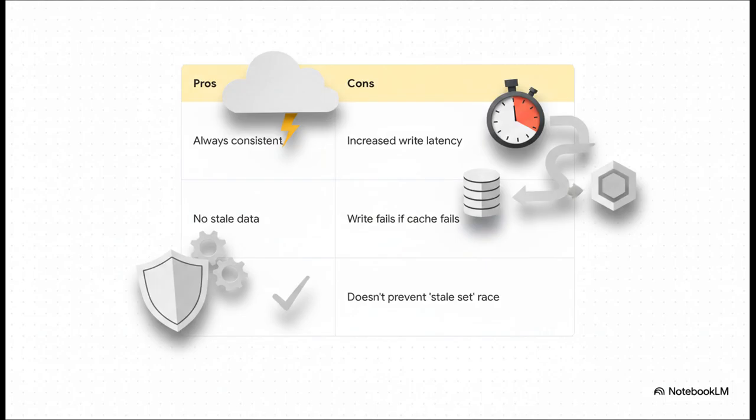The cost? Well, every single write is now slower because it has to make 2 network hops. And you've just introduced a new single point of failure. If your cache is down for some reason, all of your writes start failing.